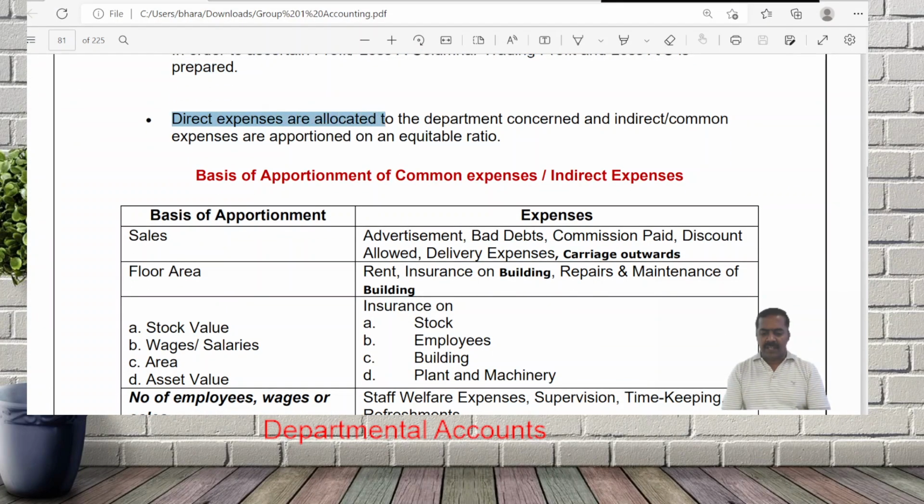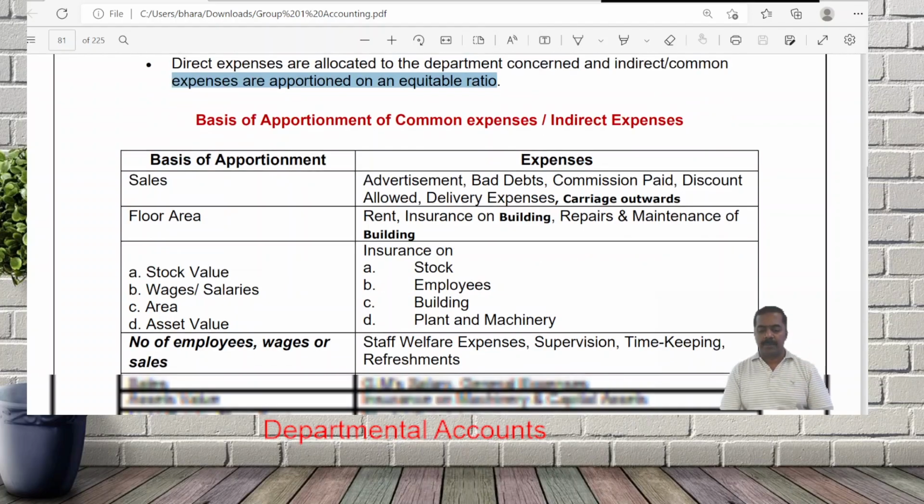Direct expenses are allocated to the department concerned. Examples of direct expenses: purchase of material, wages, carriage inwards, any other thing like tax on purchases. Those things can be directly charged. Indirect, or common, expenses are apportioned on an equitable ratio. Equitable ratio means most proper ratio.